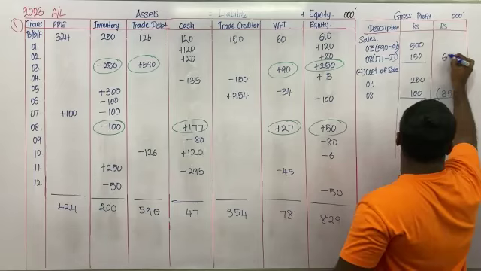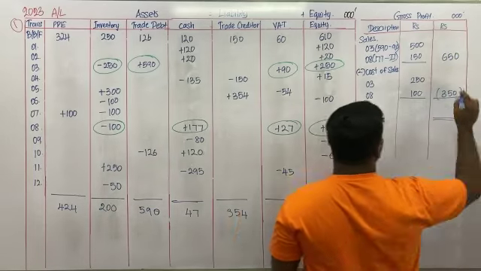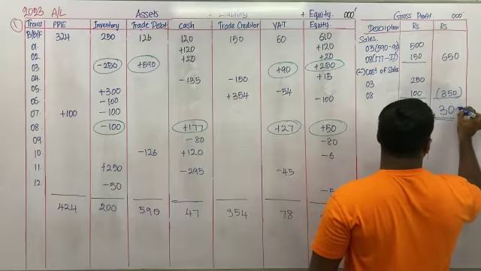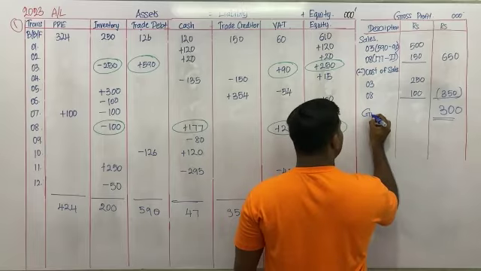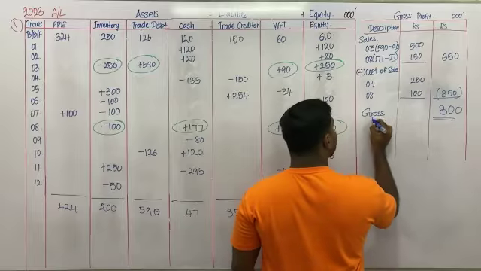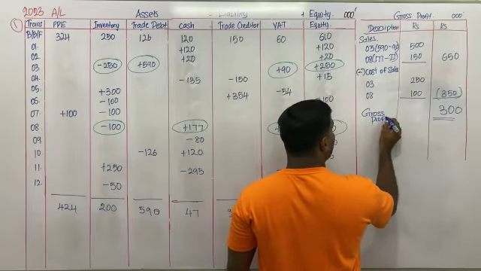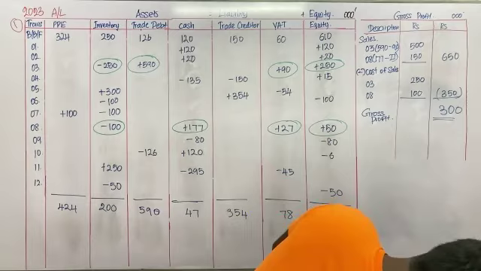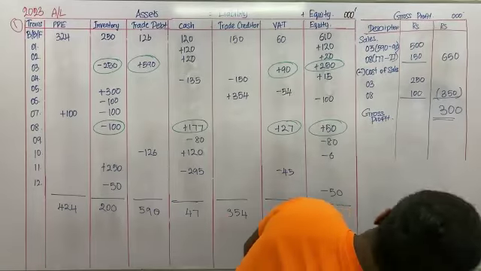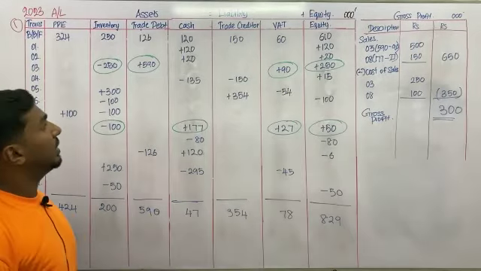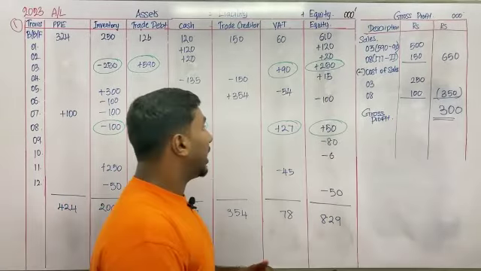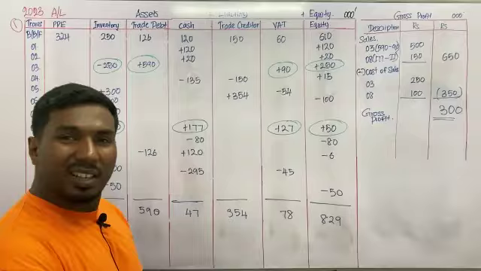Altogether, 650. So 300 is our gross profit. Very simple. Okay, 300 is our gross profit. This is how you can calculate the gross profit, and this is a simple way.